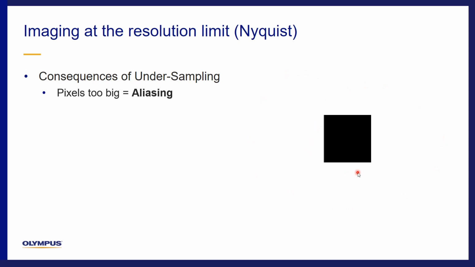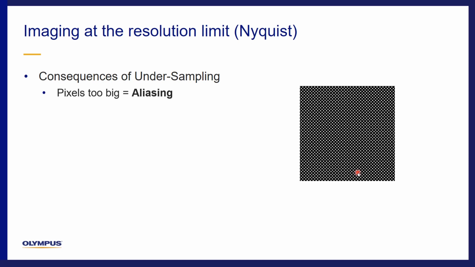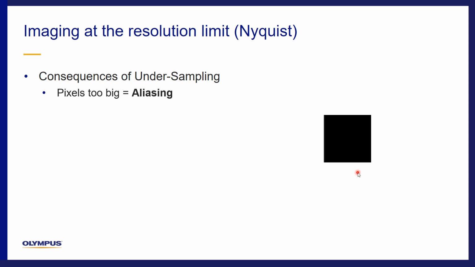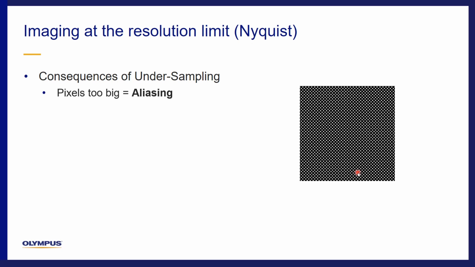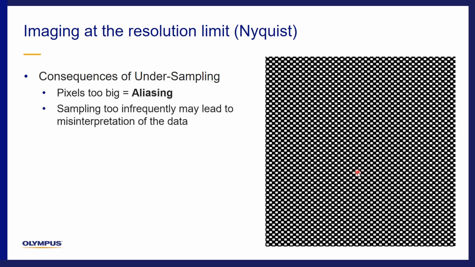Well, if we sample this black box with greater frequency, we find that in fact it's not a black box. It's actually a series of alternating black and white spots. But if we zoom out too much, it'll look like just one black box. So this is called aliasing. This is an effect where sampling too infrequently may lead to a misinterpretation of the data. You might actually have two objects where your undersampled image is only showing one.